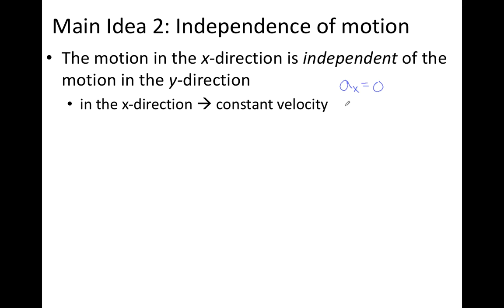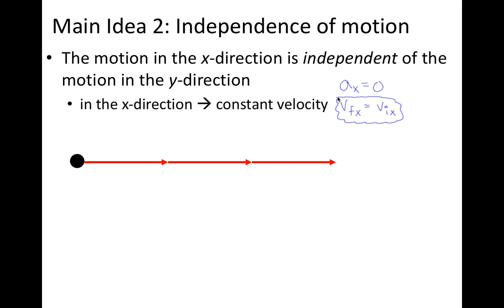And with 0 acceleration, that means that the final x velocity has to equal the initial x velocity. So the velocity in the x direction does not change. It maintains that same x velocity all the time. And so if we have our projectile, and we imagine that we throw the projectile sideways, the sideways motion is just going to look like this. It'll move that distance in 1 second, the same distance in the next second, the same in the second after that, the same in the fourth second. The motion in the x direction is constant velocity.